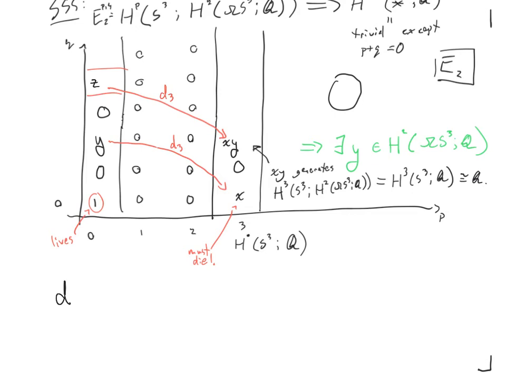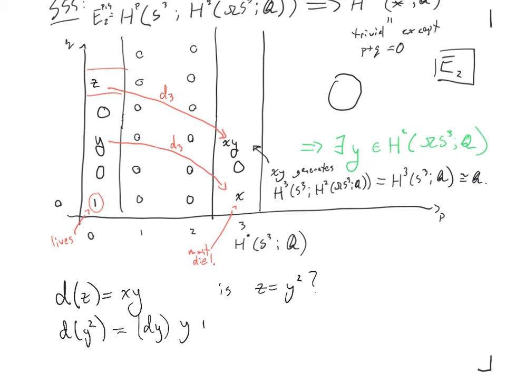So D3, if D of Z equals XY, well, what we know is that the question is Z equal to Y squared? Well, what would be D of Y squared? We can use the Leibniz rule to deduce that it's dy times y plus (-1) to the degree of y times y dy.